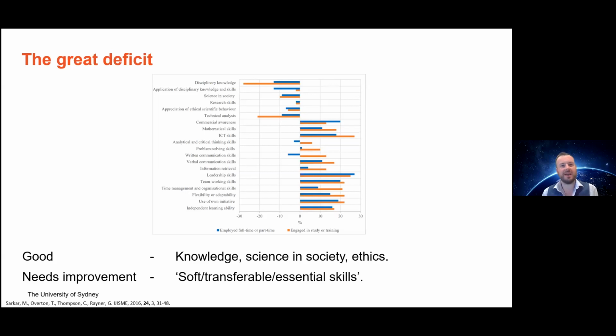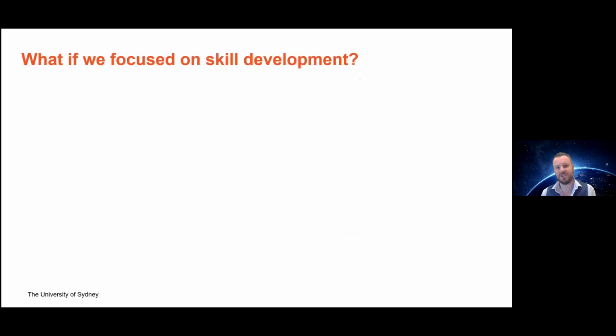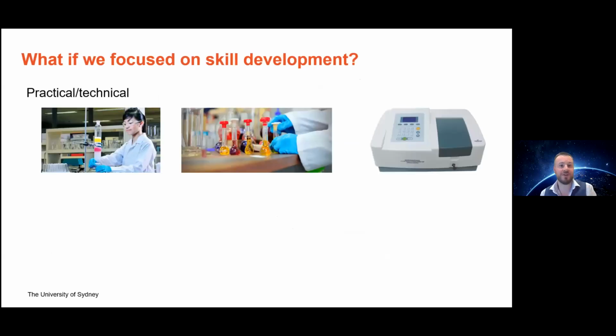But we need to be clear. What do we mean by skills? And really, there's 2 main ways that I can interpret that word. So skills could be referring to the practical, the technical skills. So we could be talking about a student's ability to run a column, to create standard solutions, or to use certain instrumentation, or to run synthesis, or any number of technical things. The other interpretation is, of course, the transferable.